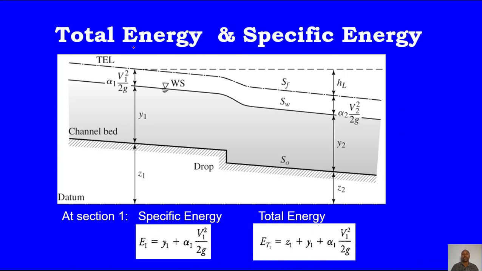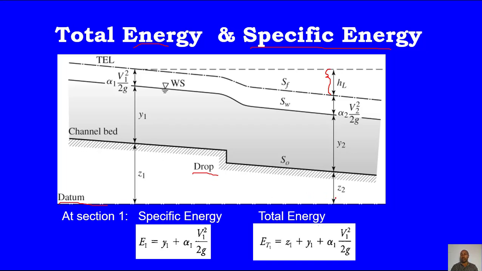Let us now see total energy and specific energy of the flow. You have a datum as the reference: Z1, Y1 and V1 square over 2g, with alpha 1 the energy correction factor. You have total energy at this point and total energy at this point. Due to the drop in elevation, you have a loss. This is the loss or drop in elevation of the energy grade line. SF is the energy slope, this is the water surface slope, and this is the bed slope. So you have S0, SW, SF. This is the water surface.